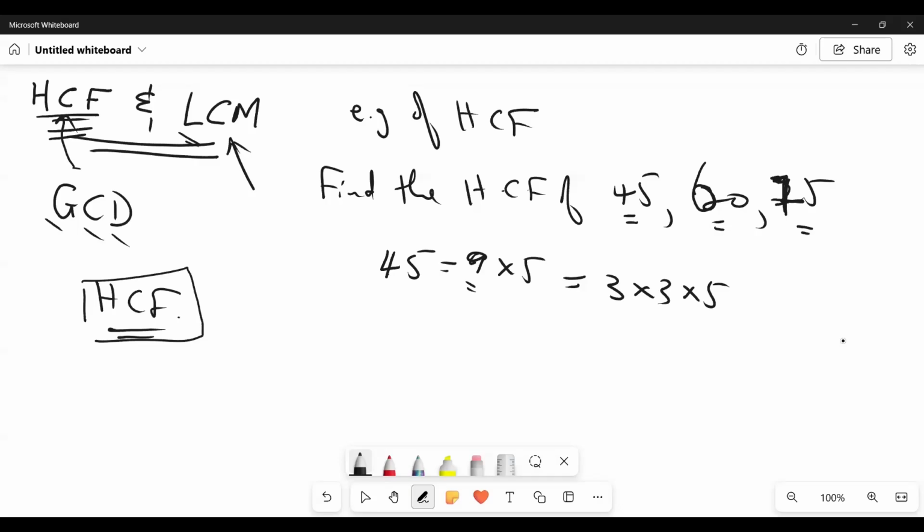So let's go with 60. How will you say 60 is what? 6 by 10 is 60, or we can break up 6 to be 2 by 3, and then 10 is 2 by 5. If you want to write that back nicely, you can put 2 by 2.